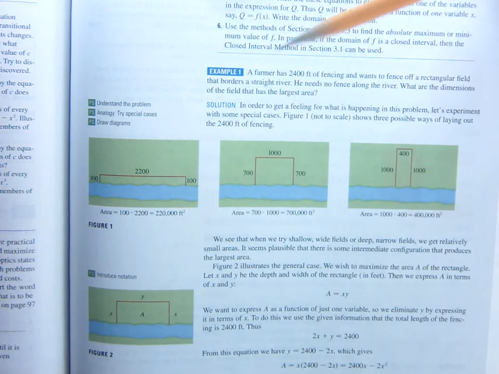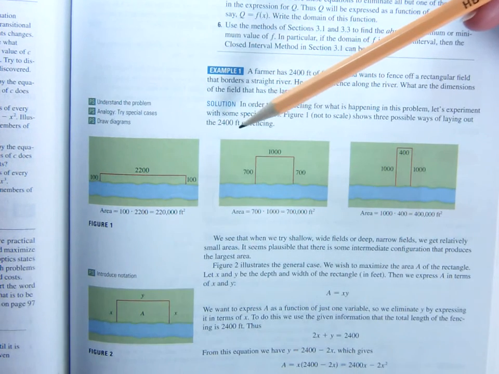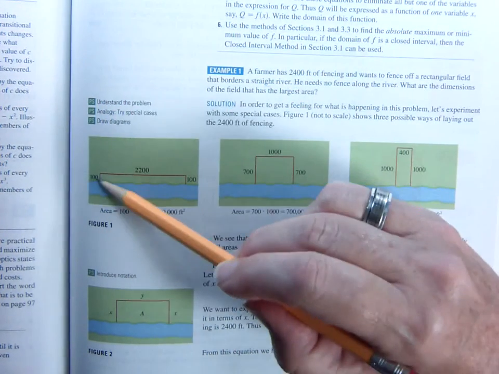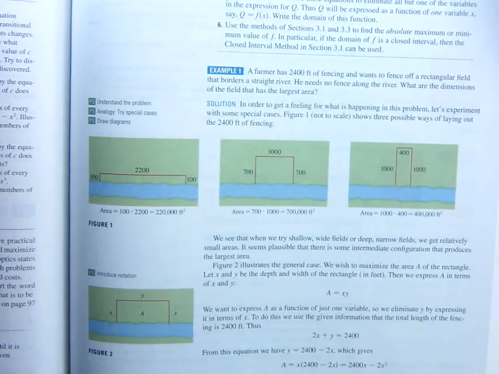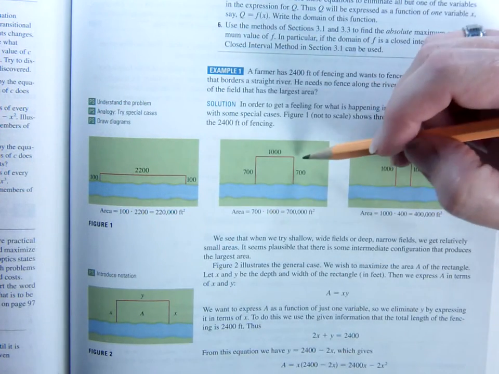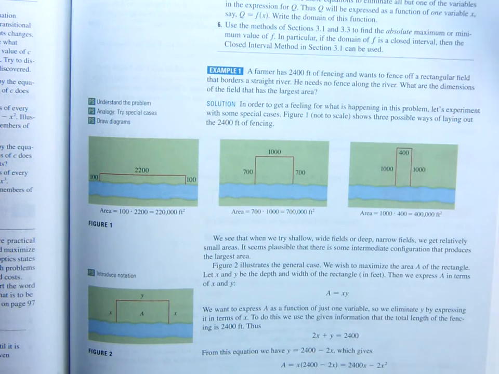So here you have fence that's 2,400 feet. You have to decide how it would be best. You're going to put 100 for the width here, 100 for the width here, and make it 2,200 feet across. Maybe 700 here, 700 here, 1,000 here, 1,000 here, 400 here. What is the best way to do this?